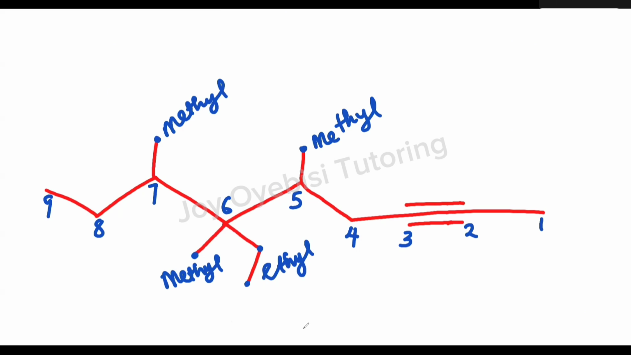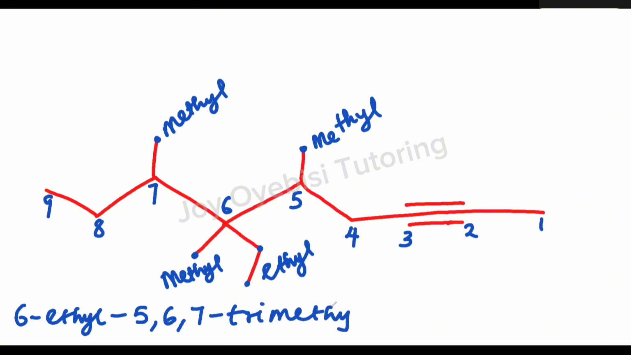All right, now name. Starting with the ethyl, E comes first, so 6-ethyl. And then we have 5, 6, 7. Since I have 3 methyl groups, I'm going to use a prefix, and the prefix will be trimethyl. And the longest carbon chain is 9. 9 is non. And since this is an alkyne, and the triple bond starts from 2, we're going to say non-2-yne. And that is the name.